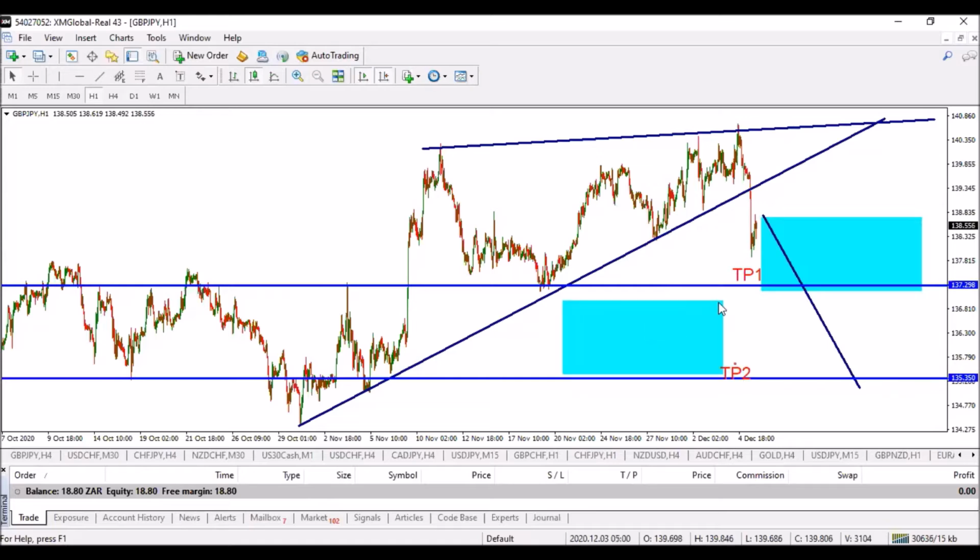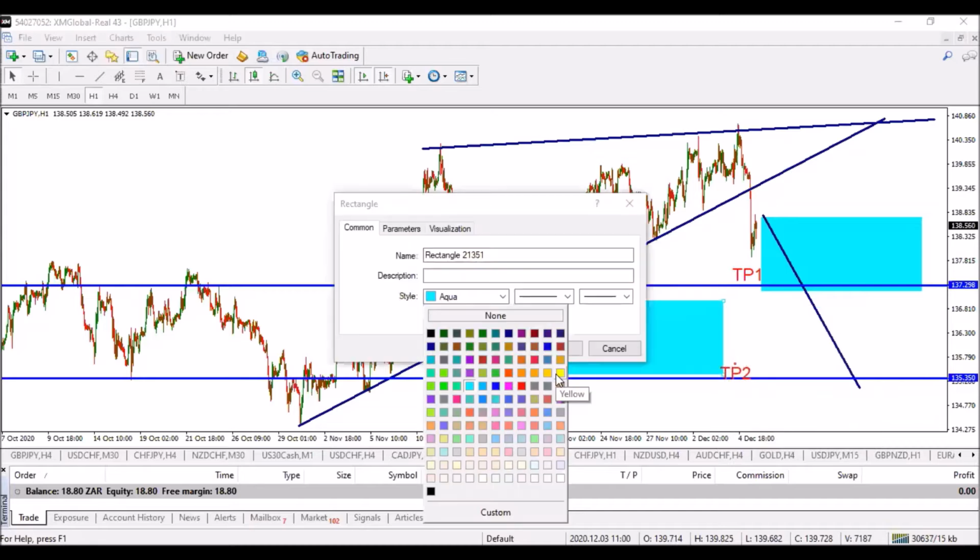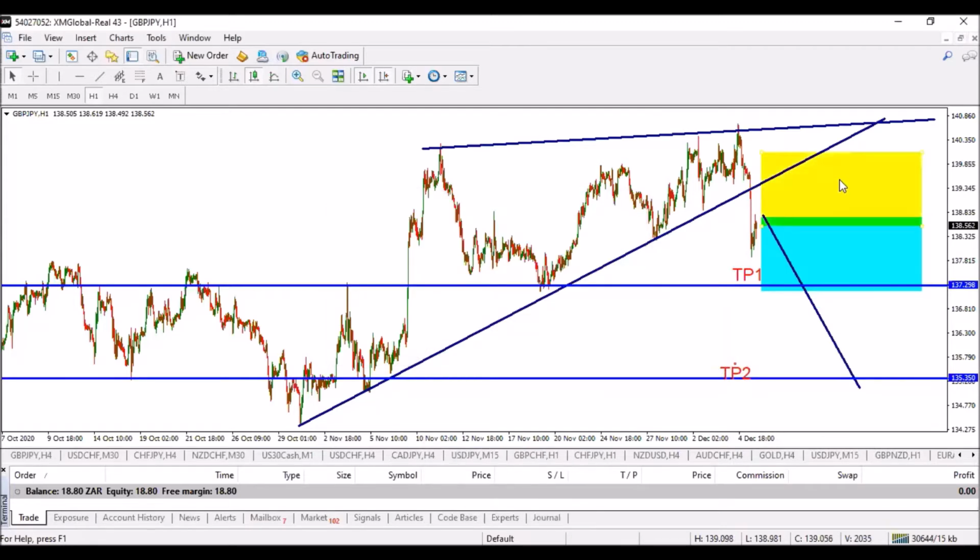Yep, so I would put my stop loss. However, it's up to you where you put your stop loss, depending on your risk. If you're doing 1:1, that could be enough. Or if you're going here, that's still 1:2. Okay, so that's my analysis for GBP JPY.